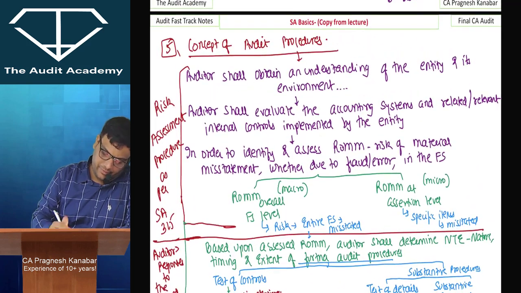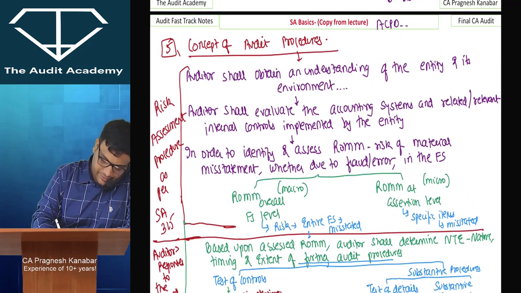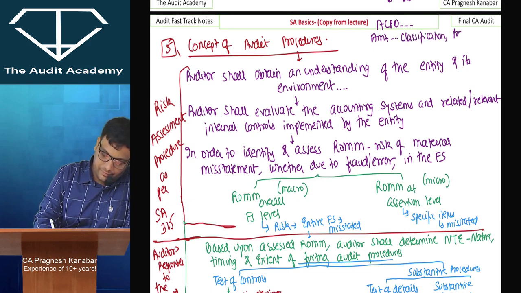I think I don't have space over here. Yeah. Top of the page I will write amount, classification, presentation, and disclosure.